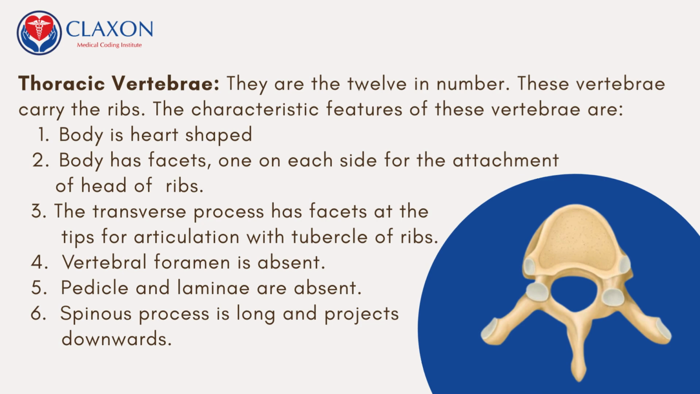Thoracic vertebrae, they are 12 in number. These vertebrae carry the ribs. The characteristic features of these vertebrae are: body is heart-shaped. Body has facets, one on each side for the attachment of head of ribs. The transverse process has facets at the tips for articulation with tubercle of ribs. Vertebral foramen is absent. Pedicle and laminae are absent. Spinous process is long and projects downwards.